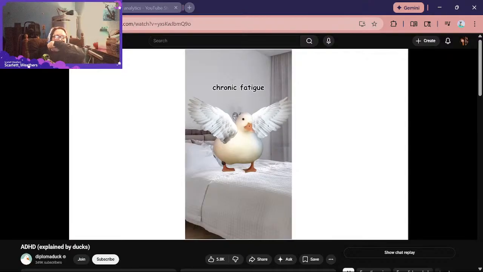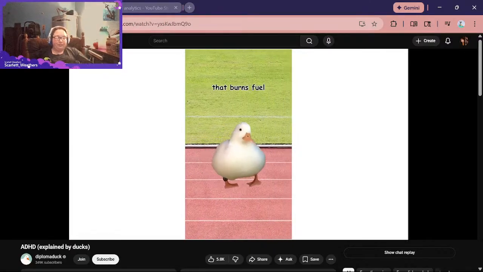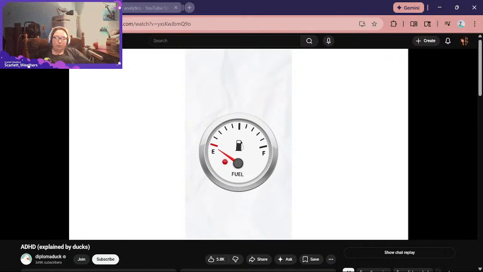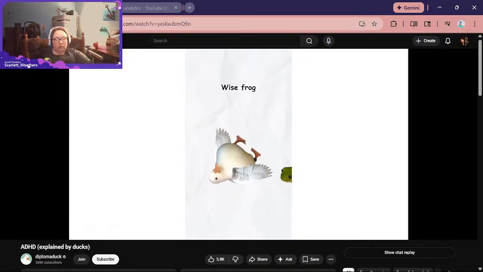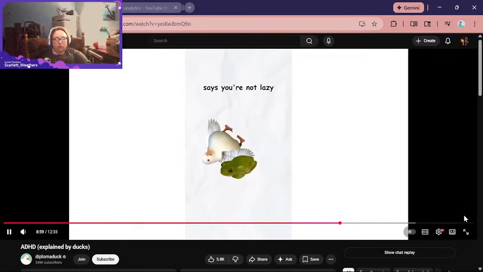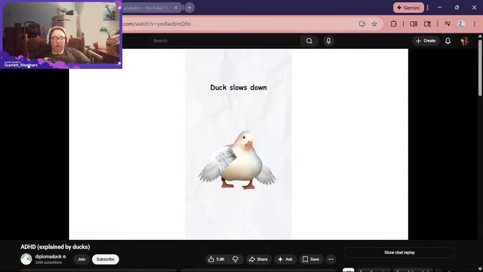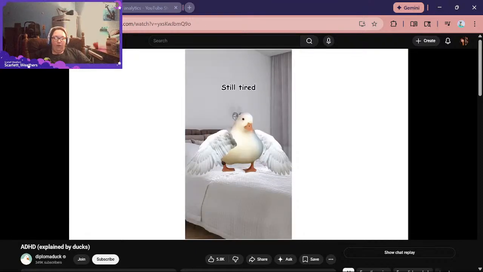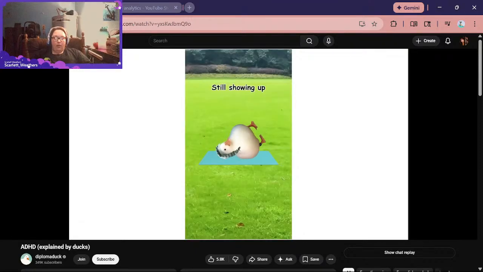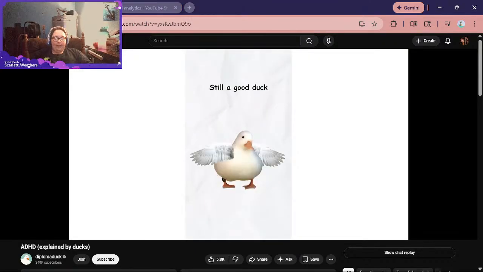This is chronic. A body that burns fuel, but never refills. A mind that wants to flap, but can't lift off. Wise Frog says, you're not lazy, you're running on empty with no refill station. Duck slows down, paces flaps, takes rest seriously, still tired, still showing up, still a good duck.